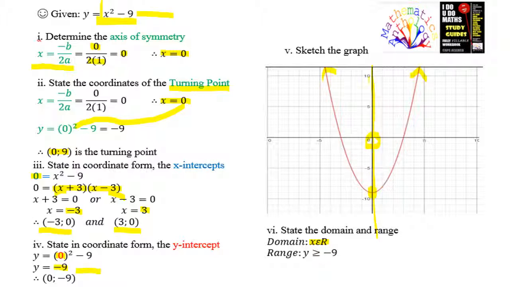Now the range represents all the y values that the graph covers. So on your y-axis, I can see that the y values it covers is from negative 9 here going up. It covers all these y values here going up. So it means I can write my range as y is greater than or equal to negative 9.